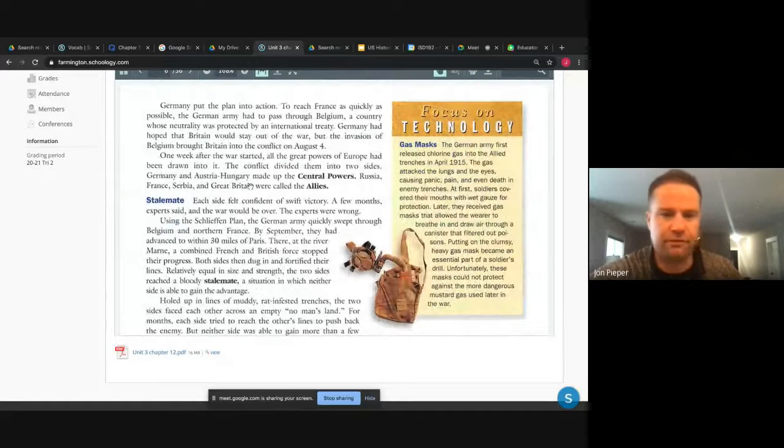For central powers and for allies, what I essentially want you to do on this sheet here is just list the countries that are in there. So for central powers, go ahead and list Germany, Austria-Hungary.